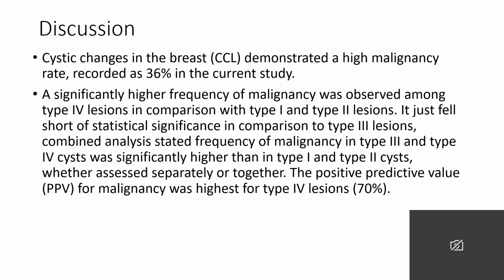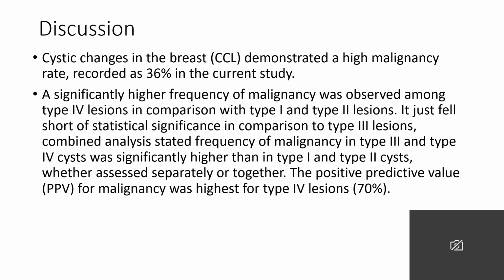Discussion. Cystic changes in the breast demonstrated a high malignancy rate, recorded as 36% in the current study. Significantly higher frequency of malignancy was observed among type 4 lesions in comparison with type 1 and type 2 lesions. Type 3 lesions fell short of statistical significance in comparison with type 4 lesions. Combined analysis stated frequency of malignancy in type 3 and type 4 cysts was significantly higher than in type 1 and type 2 cysts, whether assessed separately or together.